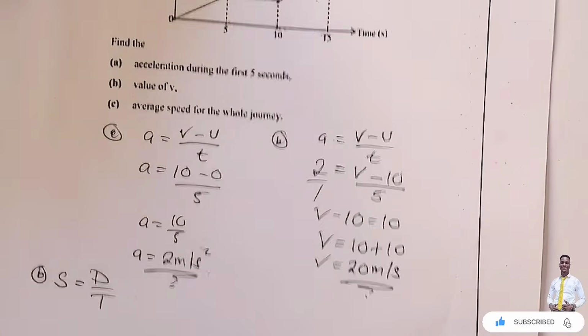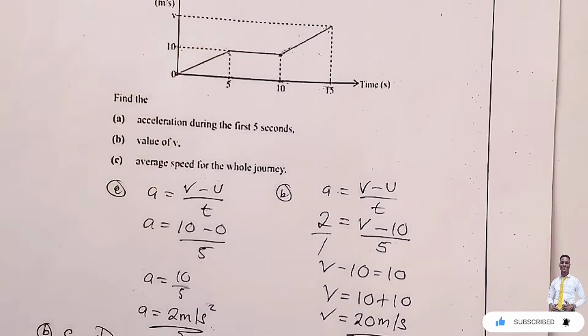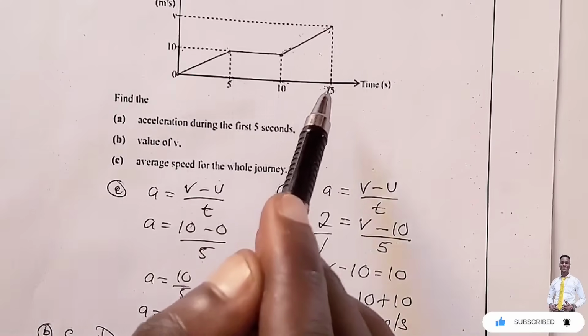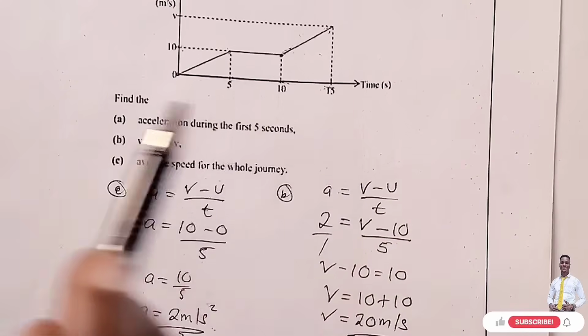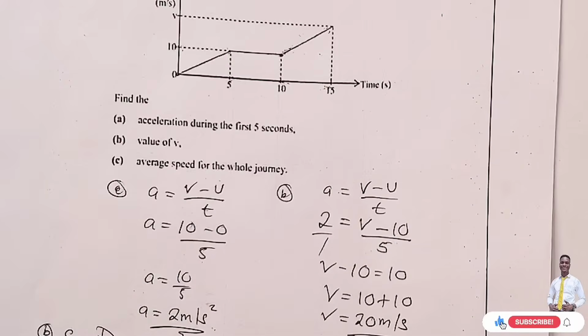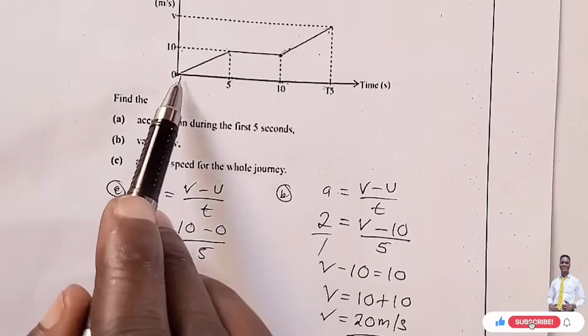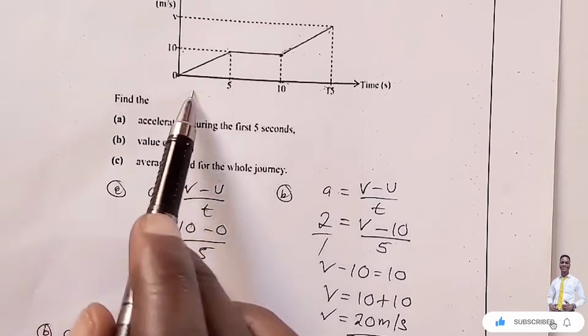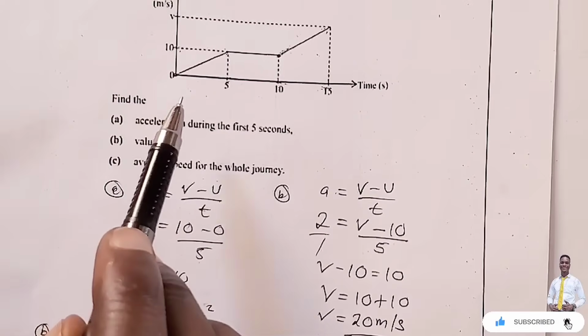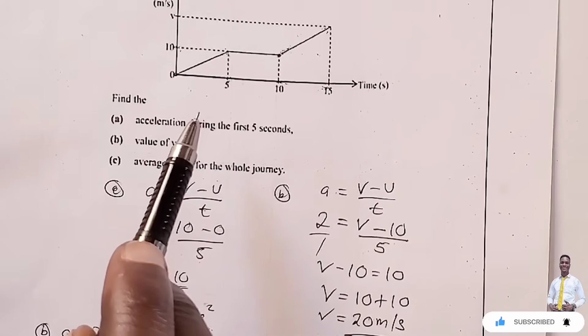So to find the distance covered here, since you are told that it is for the whole journey, not in the last, let's say, last 4 seconds, those questions that they usually ask, right? Now here, we are going to calculate the total distance. And the easiest way is to look at the shapes involved.